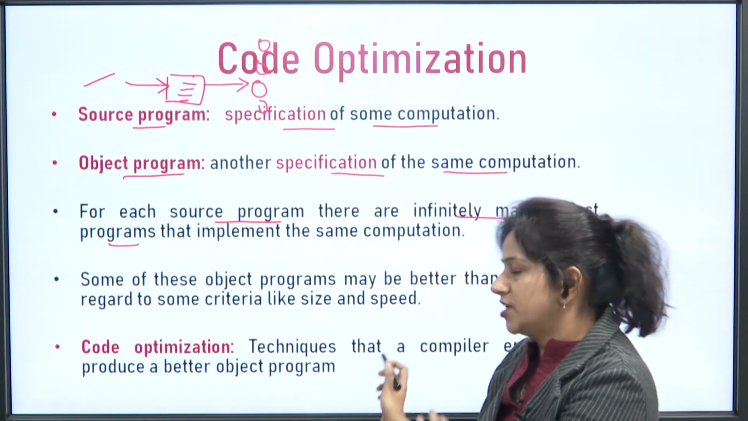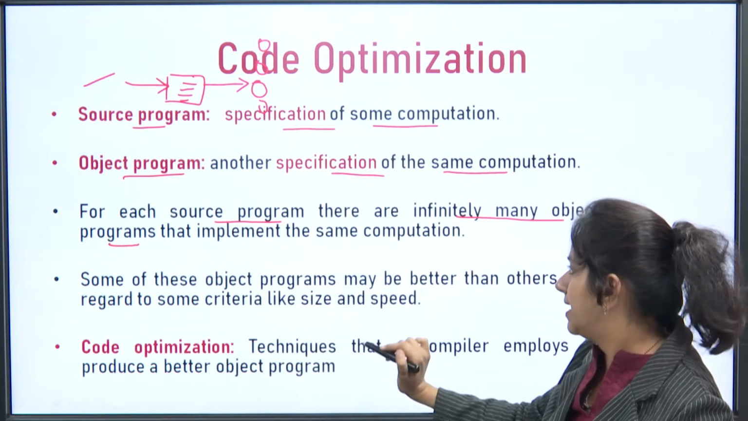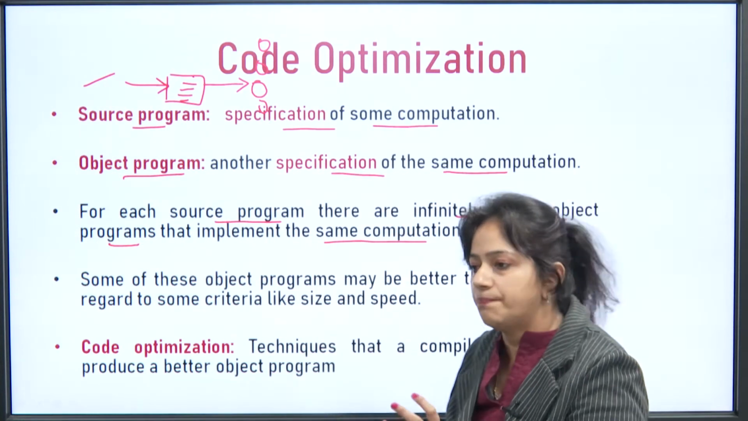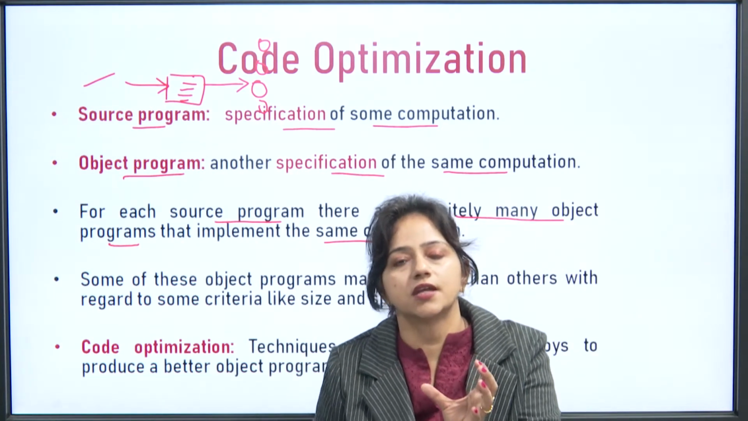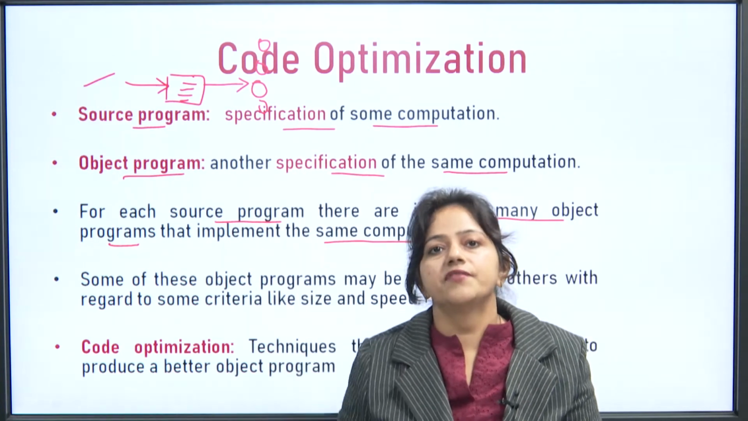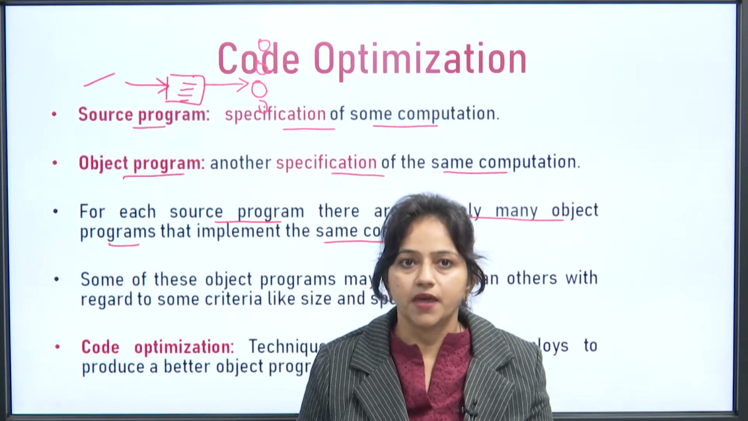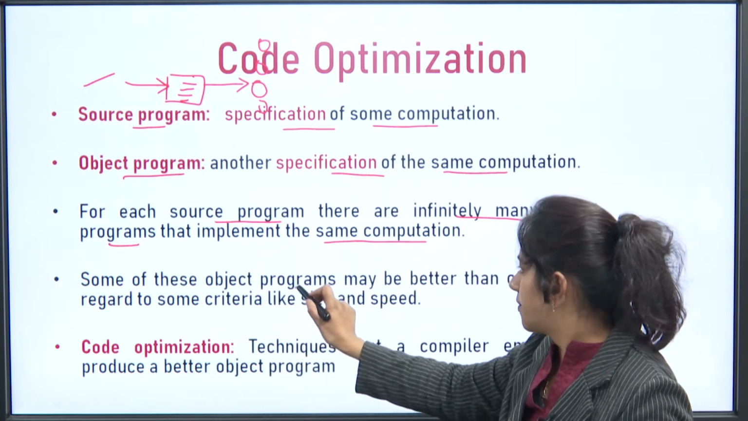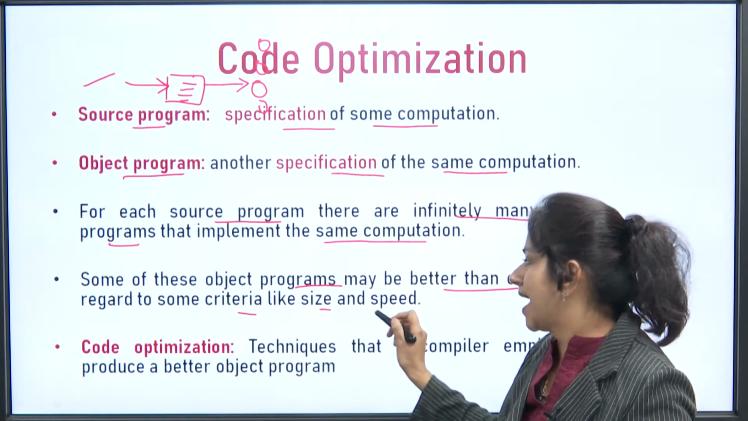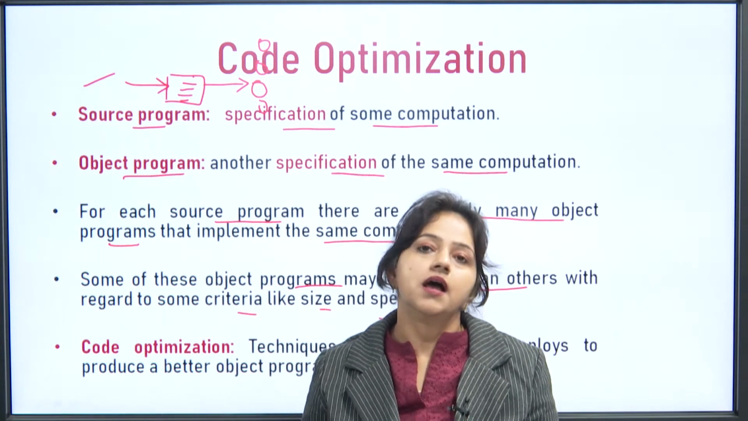But all the translations, all the specifications that we get as output of the compiler, implement the same computation. Same computation in the sense that if we pass some input to a particular specification, then the same output will be produced by each and every specification. So, in terms of output, in terms of computation, they are the same. Some of these object programs may be better than others with regard to some criteria like size and speed.